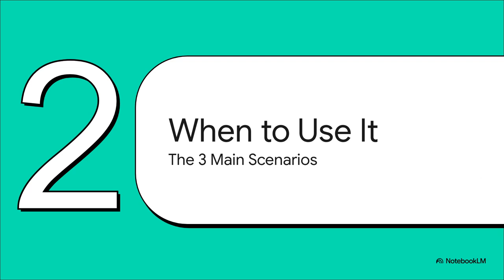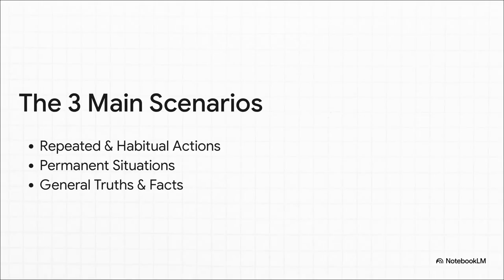But the next big piece of the puzzle, and it's just as important, is knowing exactly when to use this code. And the great news is you don't have to guess. There are 3 main situations where you'll want to reach for the present simple. And here they are. Number 1, for actions you repeat or things that are habits. Number 2, for situations that are pretty much permanent or true for a long, long time. And number 3, for general truths and scientific facts.